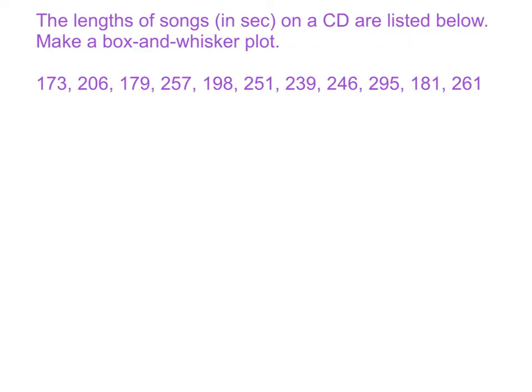Okay, so the lengths of songs in seconds on a CD are listed below. Make a box and whisker plot. Here's all the data. First step, 1, you need to organize the data. You need to put it in lowest to highest.